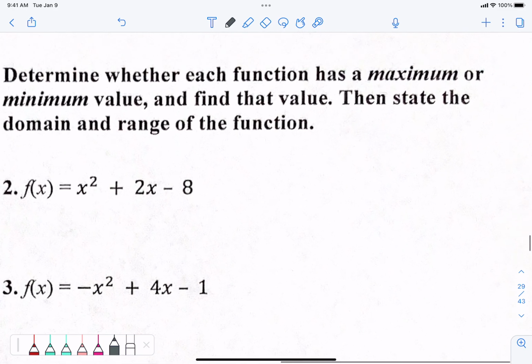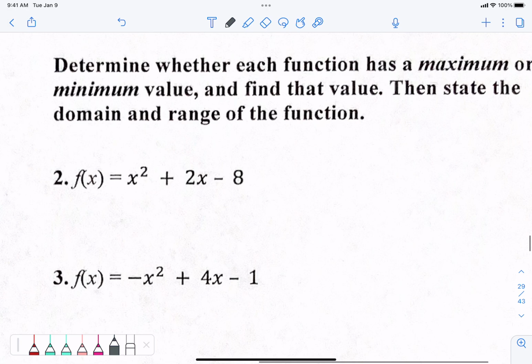All right, number 2: determine whether the function has a maximum or a minimum and then find that value. All right, here we go. The first one has a maximum. Why? Is it going to smile or frown? Smile, so minimum.